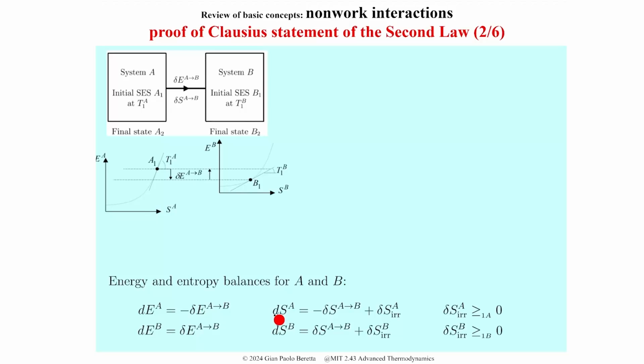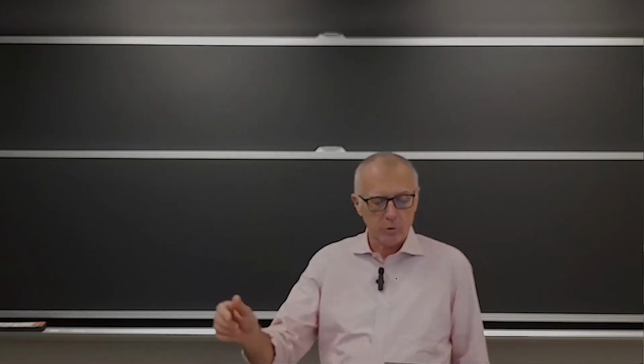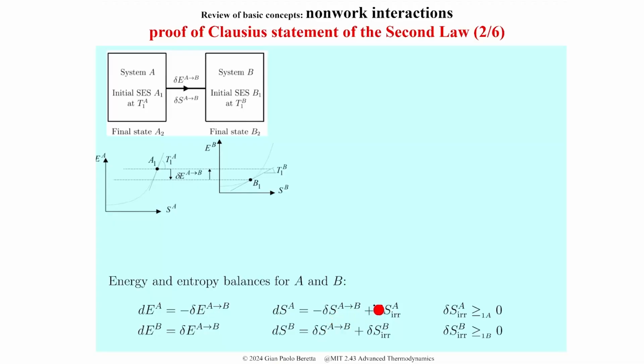Entropy balance. The change in the entropy of system A, as it goes to the left, is equal to two contributions. One is the entropy that has been transferred out of system A, and the other, if any, is the entropy that has been produced by irreversibility within system A if the process is irreversible. If you do it reversibly, this one isn't there. But if you do it irreversibly, this term must be greater than 0.